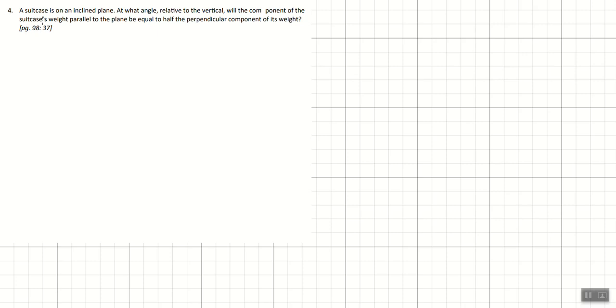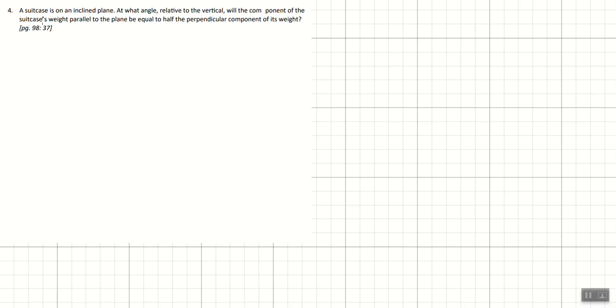We have a suitcase on an inclined plane, and I want to know at what angle relative to the vertical will the component of the suitcase's weight parallel to the plane be equal to half the perpendicular component. This is wordy, and it happens in physics because we need to make sure that we're really clear with how things are set up, but it does lead to maybe a little bit of intimidation at the start.